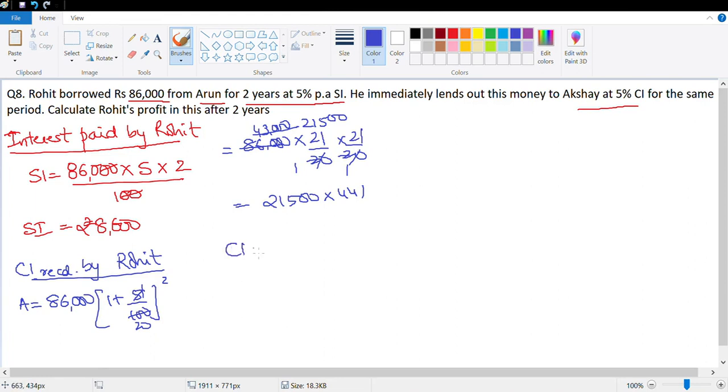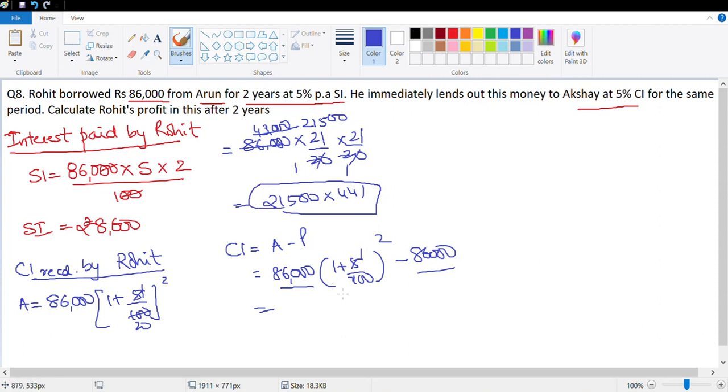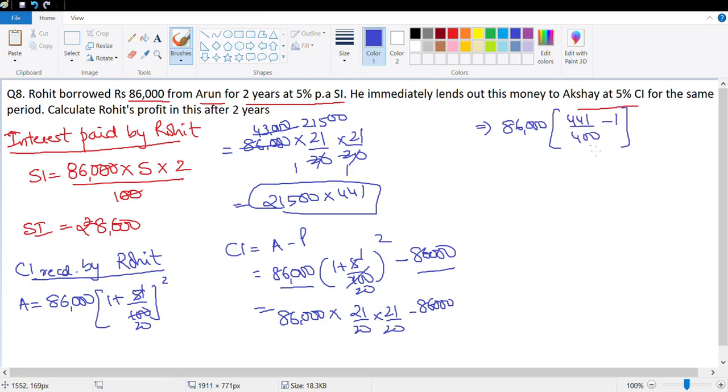Let me do this differently. So compound interest will be equal to amount minus principal. Amount is 86,000, 1 plus 5 upon 100 raised to the power 2, minus 86,000. This will help me take 86,000 common, so maybe I will have a simpler equation. The previous one was way too long for me to calculate. So this is 86,000 multiplied with 21 upon 20 into 21 upon 20 minus 86,000. Let's take 86,000 common, and what I am left with is 441 upon 400 minus 1. That's compound interest. So this is 86,000 multiplied with 441 minus 400 upon 400. That's 86,000 into 41 upon 400. Clearly, this is a far easier and faster way of doing it.